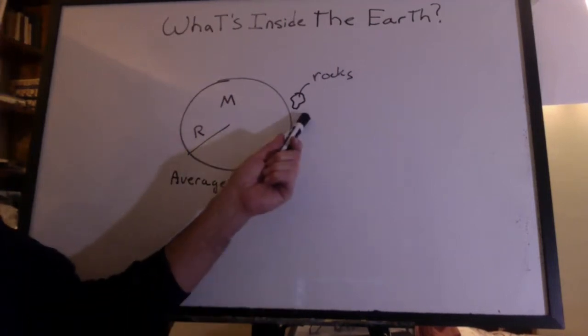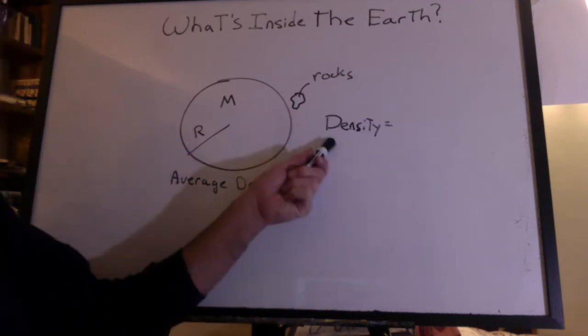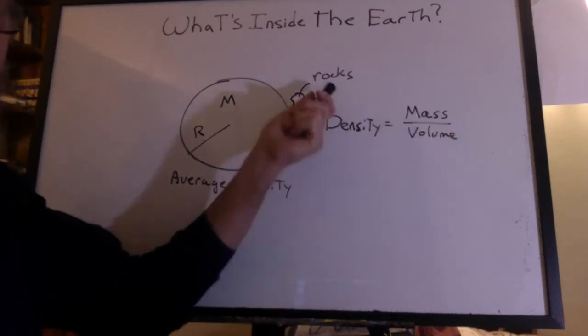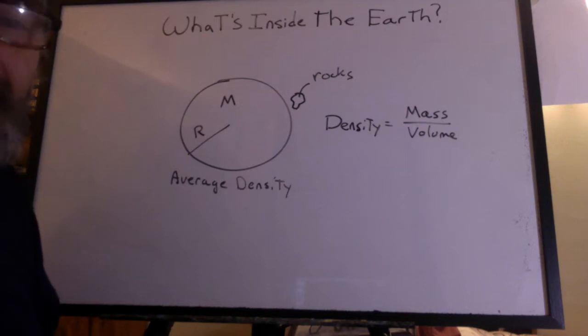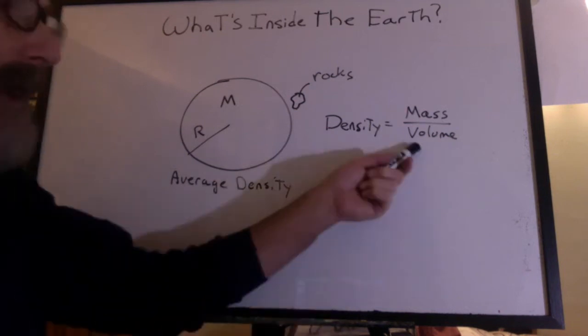Now you're going to go outside and find some rocks. You're going to have to measure their density. Getting the mass of the rocks is easy. You've got an electronic balance. We're talking small rocks. Well, how about their volume?